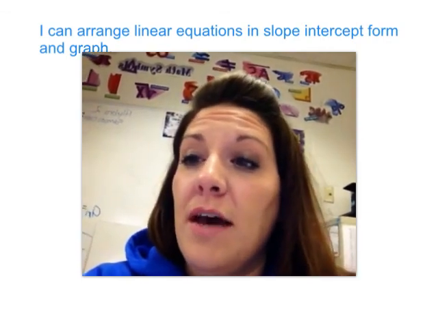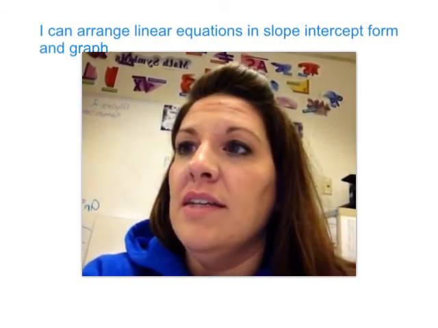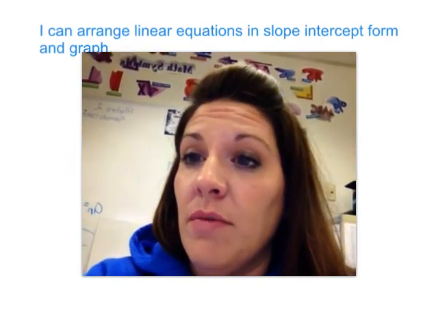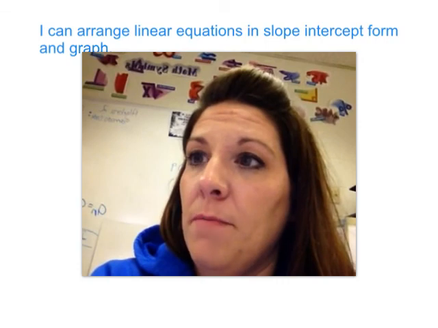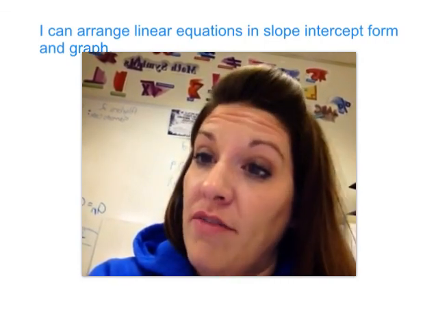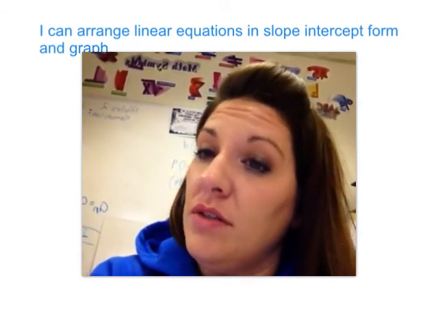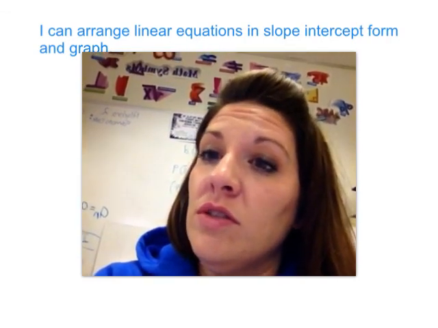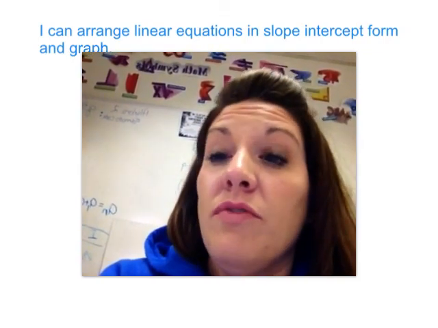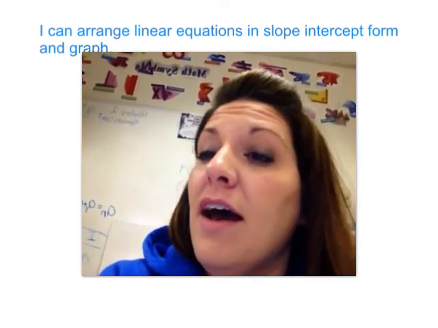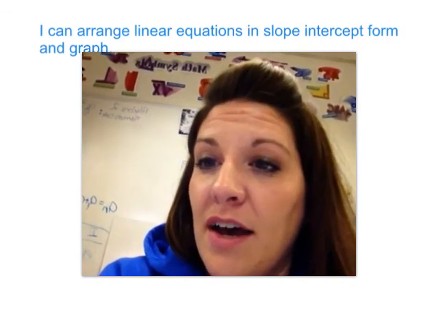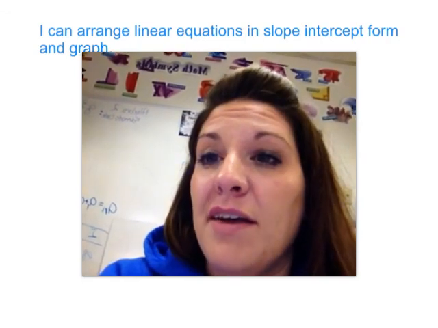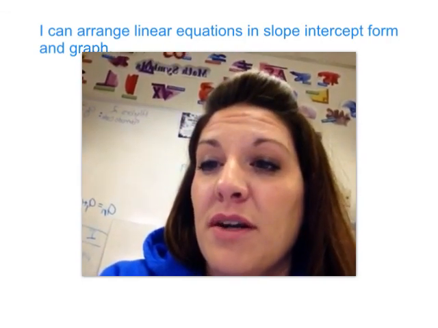So I want to remind you one more time that our learning target for this short lesson is I can arrange linear equations in slope-intercept form, which is y equals mx plus b, and graph. And for graphing, we had 3 steps. Put in slope-intercept form, plot b, the y-intercept, and use the slope to rise and run. So if you need reviewing on this skill, I suggest that you watch this video a few times. You are going to need it throughout the rest of this unit. Graphing is something that you are going to need for the rest of the school year. So good luck.